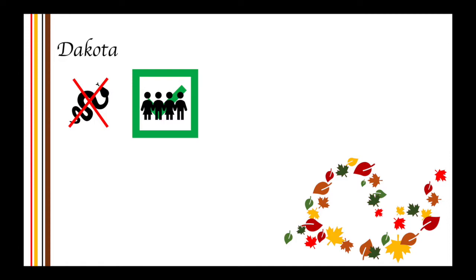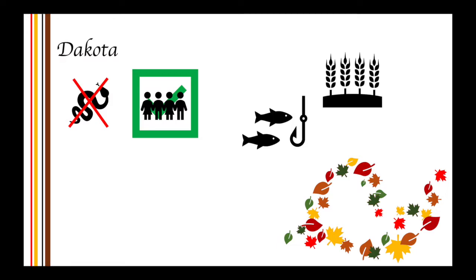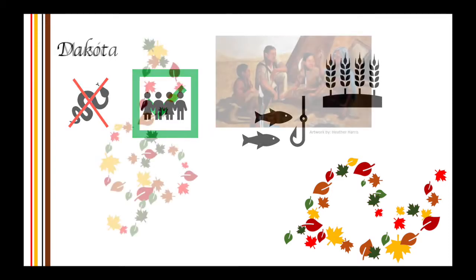The Dakota tribe lived throughout the Midwest, including Minnesota, South Dakota, North Dakota, and parts of Canada. Dakota people recognize family as an important part of their culture, where the males were hunters and fishermen, and the females took care of family and farmed.